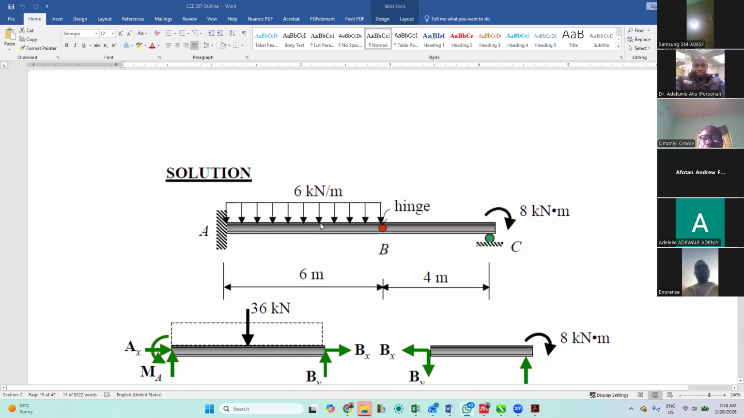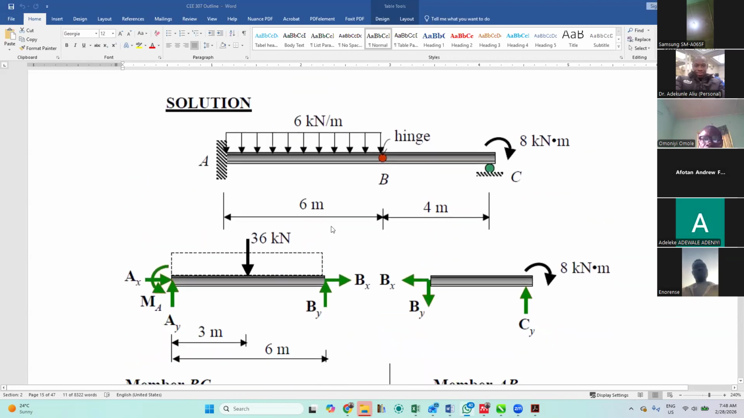Okay, let's look at this member. It is very easy to resolve when you have a member like this. Now, the main thing is that you have to understand the kind of support condition it has. That will determine the number of reactions you are looking for. For this particular one, we have 3 unknown reactions because it's fixed. And for this one, we have 1 unknown reaction. However, there's a moment applied in this place also, so you have to take it into consideration.